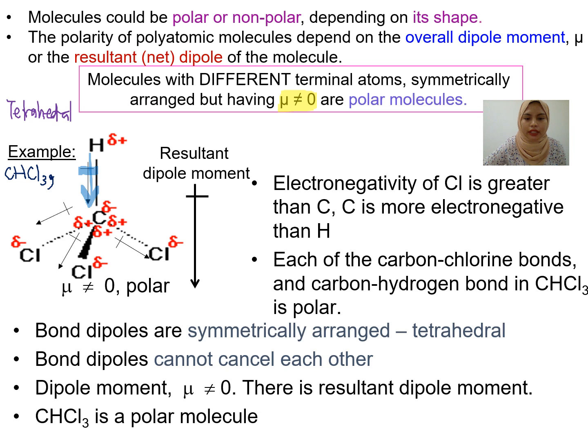Tapi kalau let's say you compare between chlorine dengan carbon, of course lah chlorine is one of the most electronegative atoms. So chlorine dia akan jadi the negative end. So since carbon dia less electronegative daripada chlorine, so dia punya bond dipole dia akan menuju daripada carbon kepada chlorine. Okay, so daripada carbon kepada chlorine.